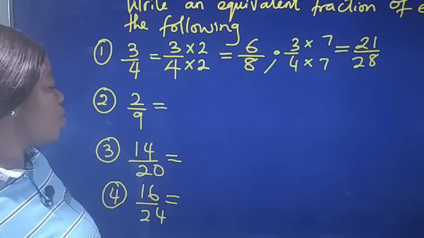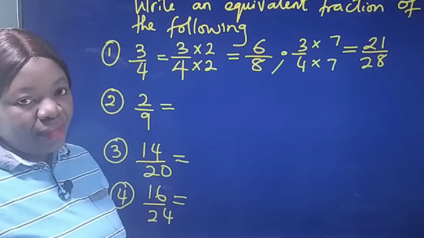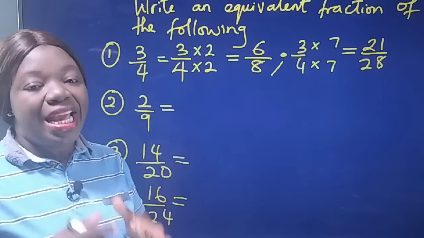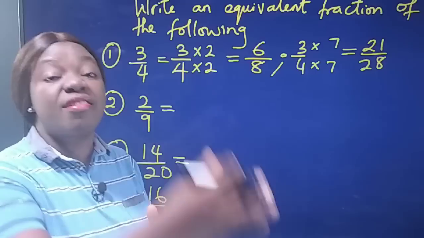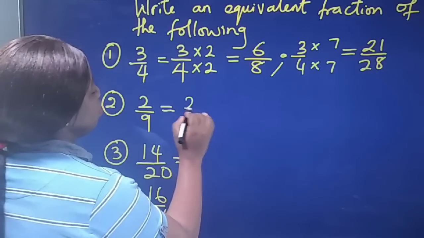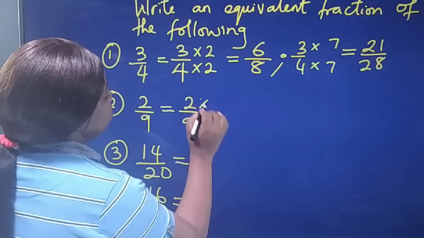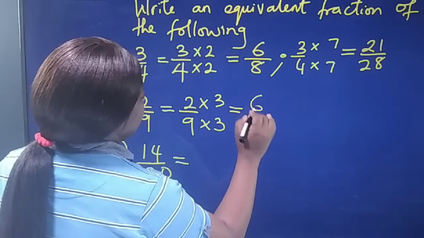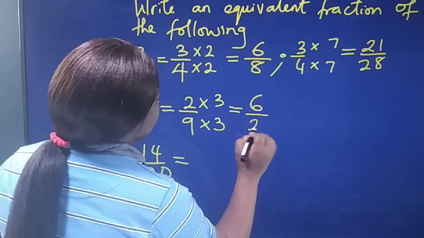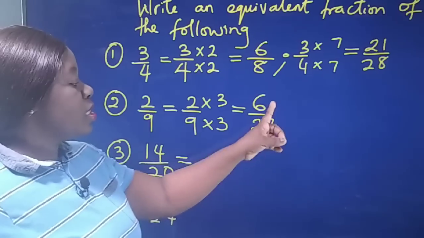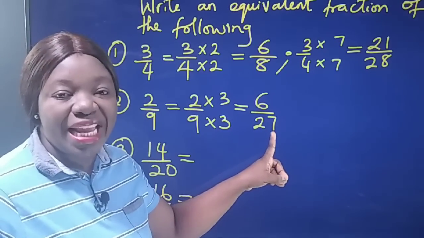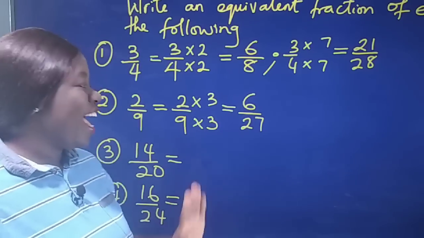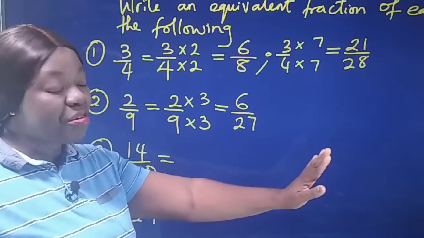Now let's look at the next one. 2 over 9. Can we reduce 2 over 9? No, because it is already in its lowest term. So let's increase it. Let's increase using 3. So that will be 2 over 9. Let's multiply by 3. Okay, so 2 times 3 is 6. 9 times 3 is 27. 6 over 27 is an equivalent fraction of 2 over 9. And you can continue. You can keep increasing.